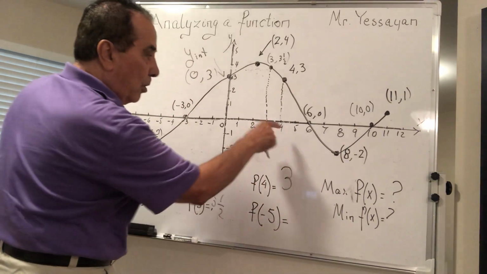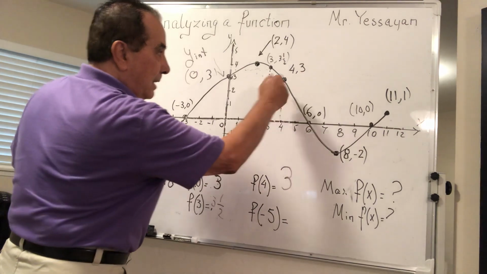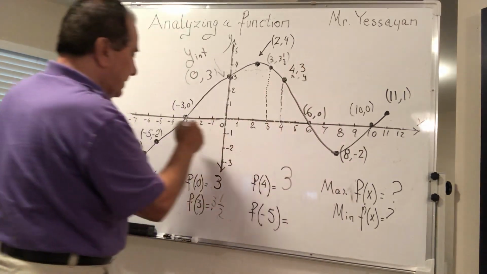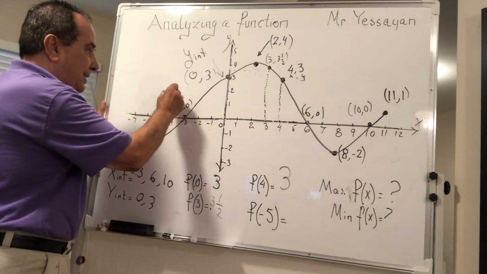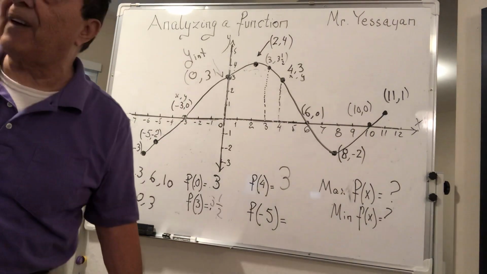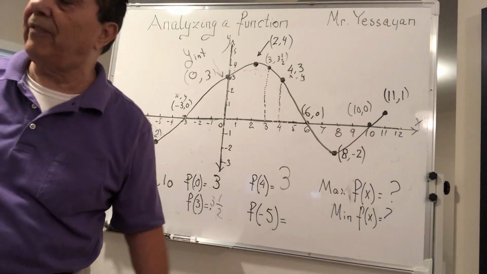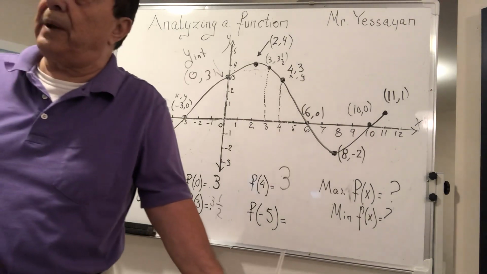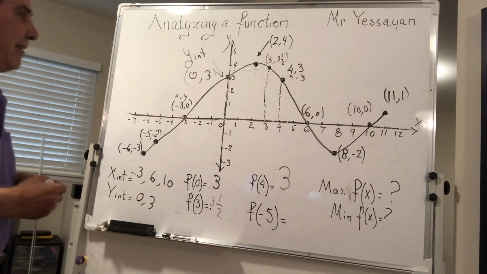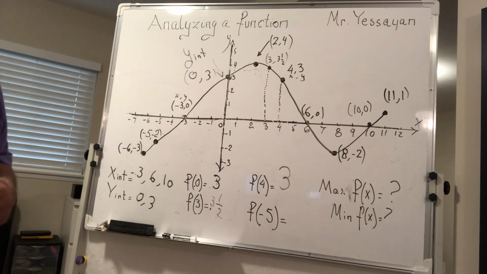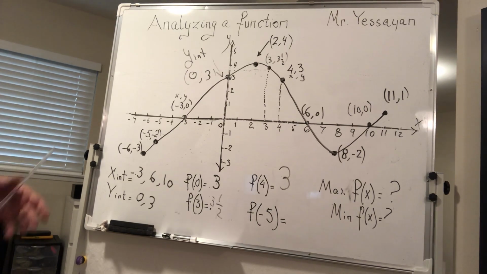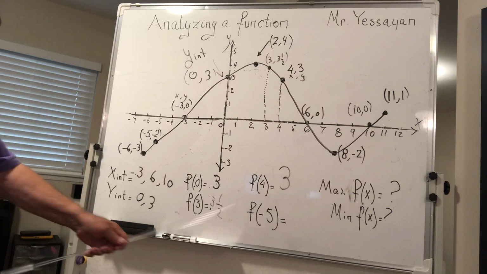When x is 4, this is x, and this is y. Always the first ordered pair shows x, and what's the value at that point? That's how we find it. We look at the ordered pair, and then start going vertically up. 3. F negative 5. Who's going to tell me what's the value of f negative 5?